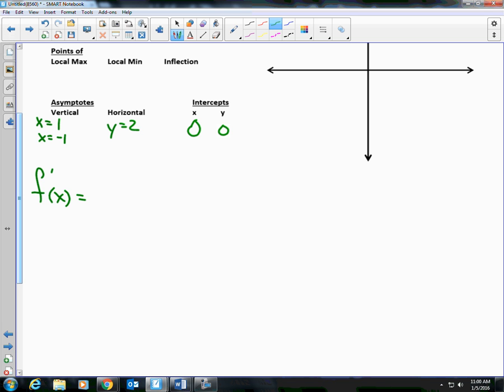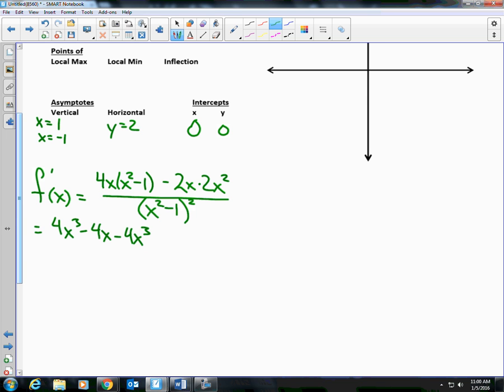Quotient, derivative of the top times the bottom would be x squared minus 1, minus 2x times 4x, right? Or whoops, I'm sorry. I forgot what the function is. 2x times 2x squared, all over. Great, so I have 4x to the third minus 4x minus 4x to the third over x squared minus 1 quantity squared. What am I left with?